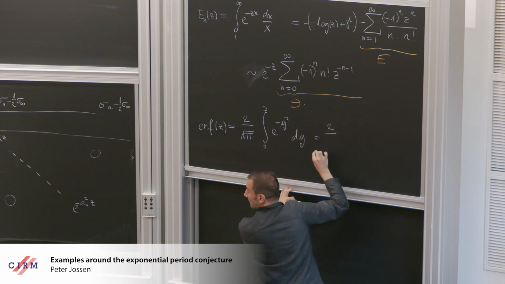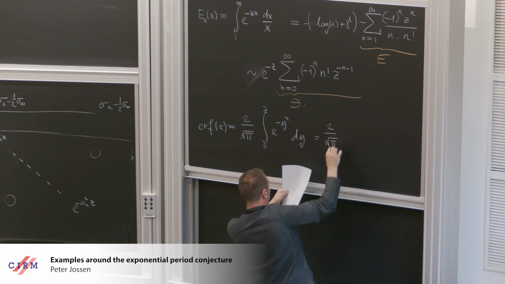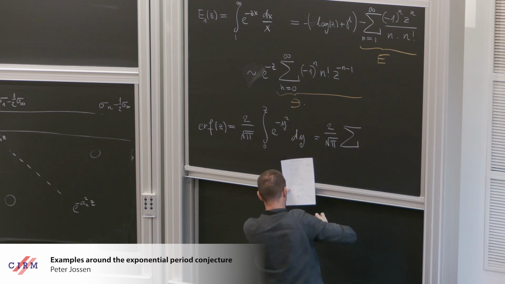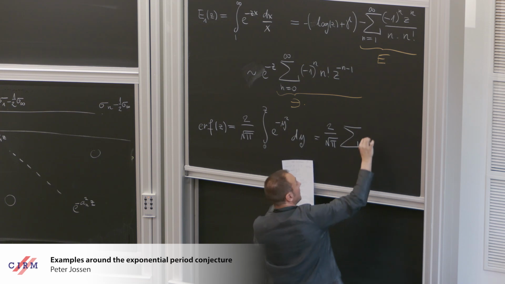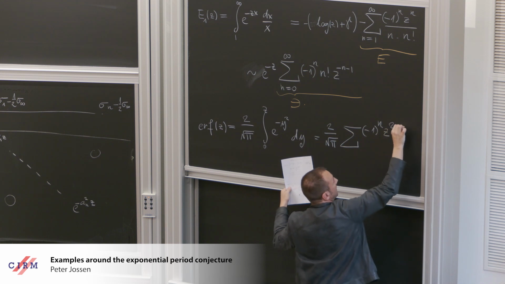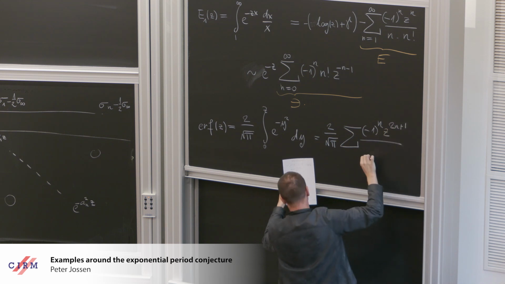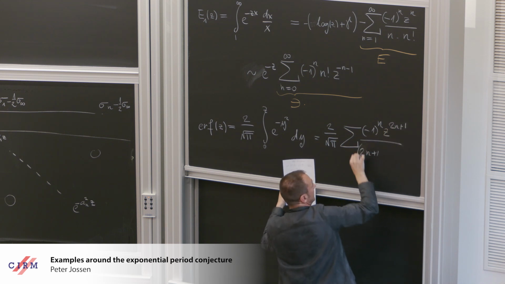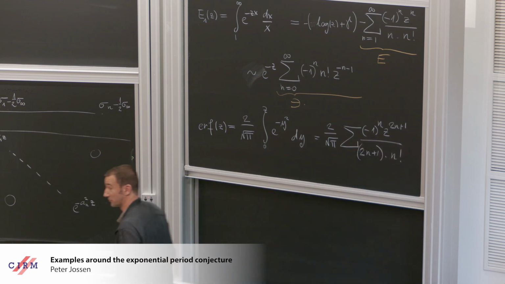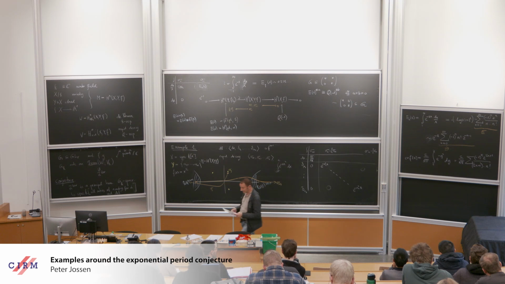It is 2 over square root of pi. There's a power series representation, the sum of minus 1 to the n, z to the 2n plus 1, over 2n plus 1 times n factorial. And this is not quite, but close enough to an exponential function.